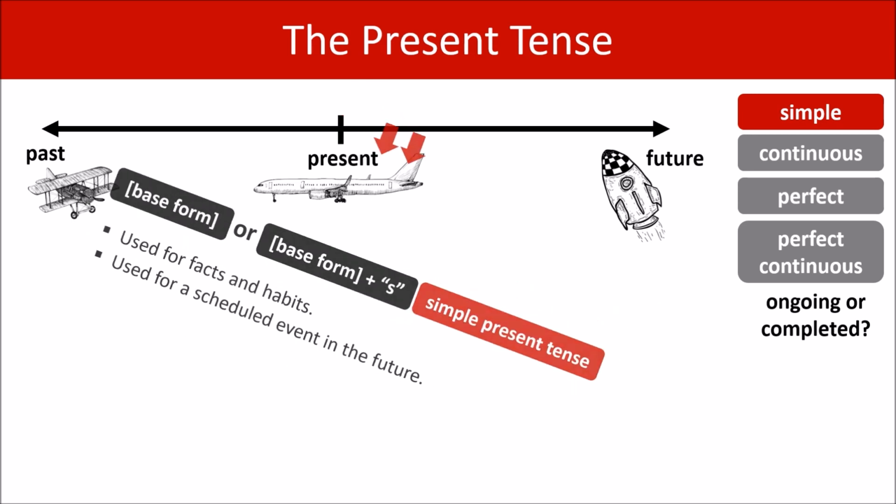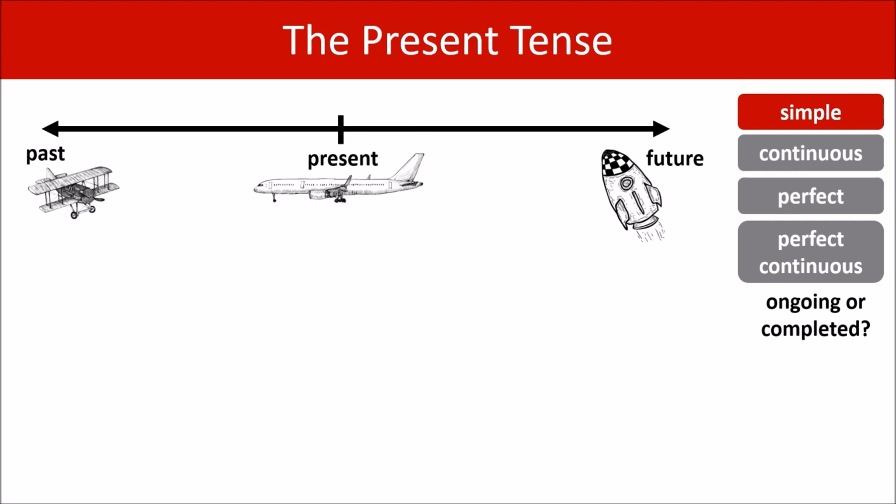Okay, that's enough about the simple aspect, or the simple present tense. Let's keep going. Next we've got the continuous aspect. So we're going to be talking about the present continuous tense.